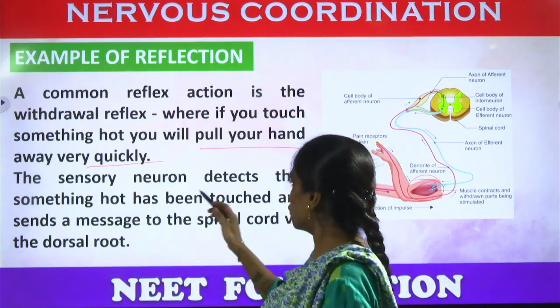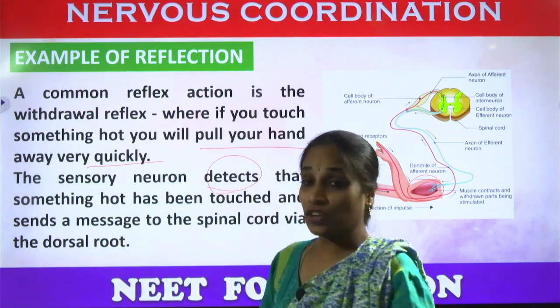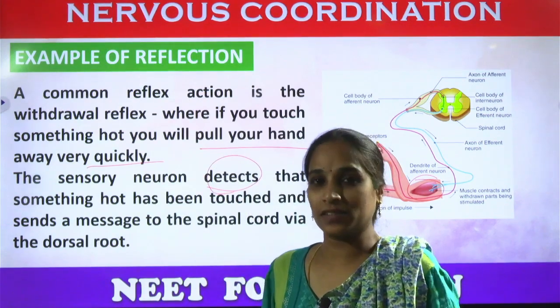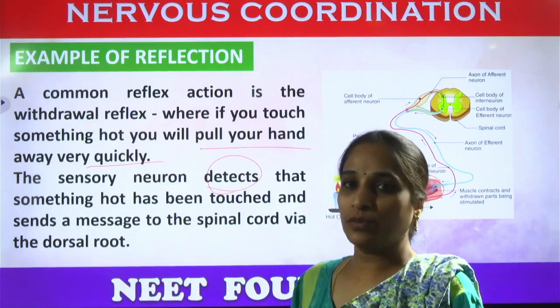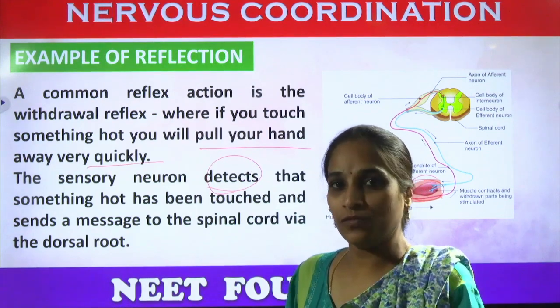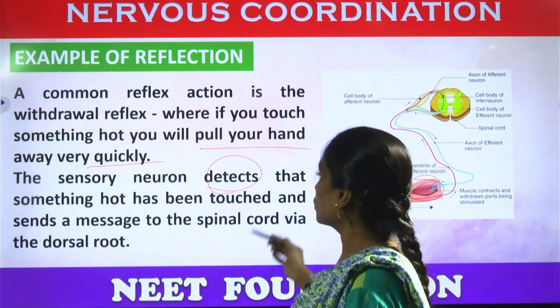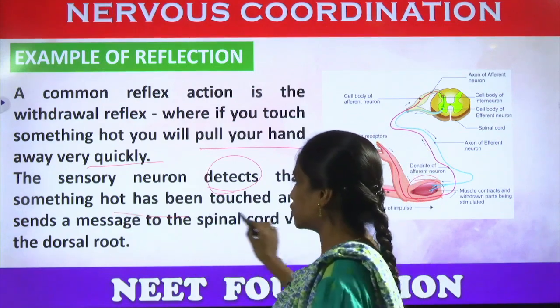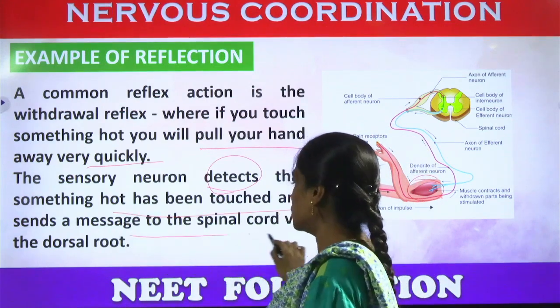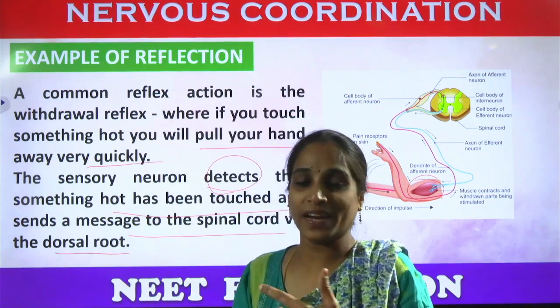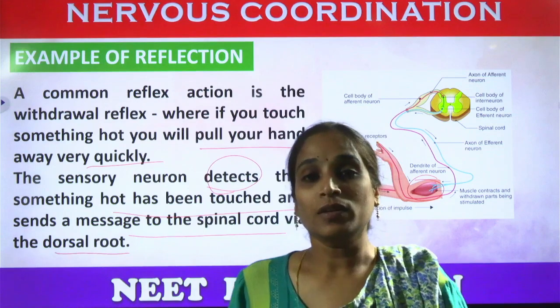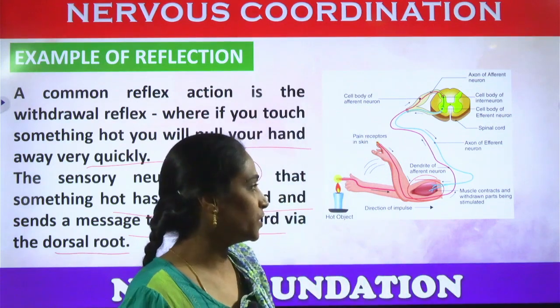The sensory neuron detects. Effectors are nothing but reactors. What are the detectors? They find the kind of stimulus it is, whether it might be positive or negative. So something hot has been touched, and it sends the message to the spinal cord via the dorsal root. Okay, so this kind of mechanism is considered a reflex action. Hope you all understood, dears.